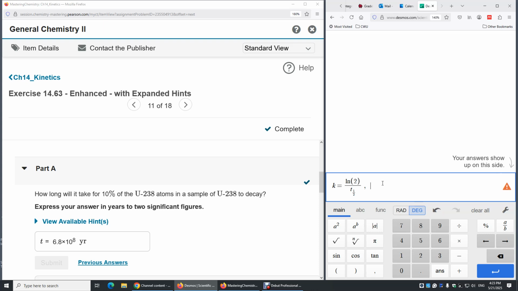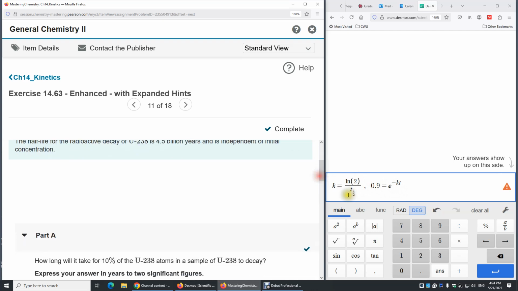So for 10% of the atoms to decay, that means we have 90% of the atoms left. This is going to be the concentration of the sample after a certain time period divided by the initial concentration, right? 90% left after a period of time. And this is going to be e to the power negative kt. So we use these two equations. And obviously we can compute k first.